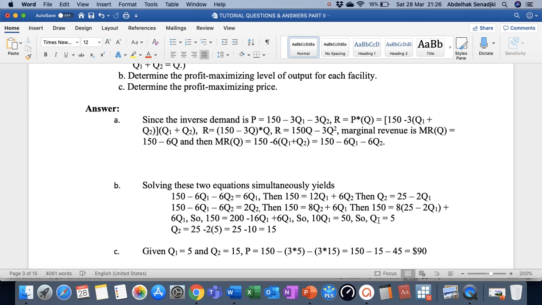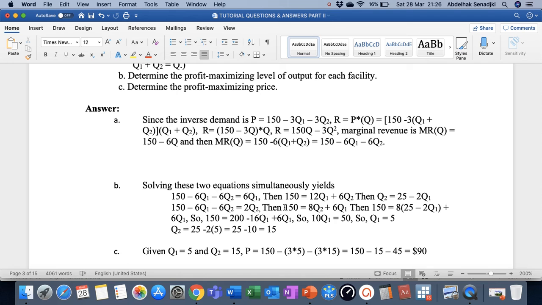So we put now Q1 equals 5 in that equation, Q2 equals 25 minus 2Q1. So Q2 equals 25 minus 2 times 5, equals 25 minus 10, equals 15. So the firm will maximize the profit when producing a quantity of 5 units in the first plant and a quantity of 15 units in the second plant.